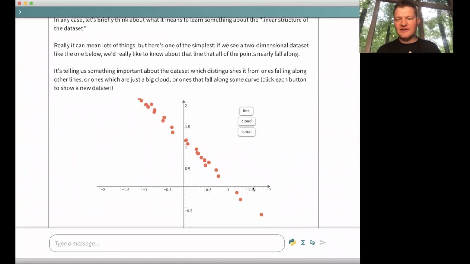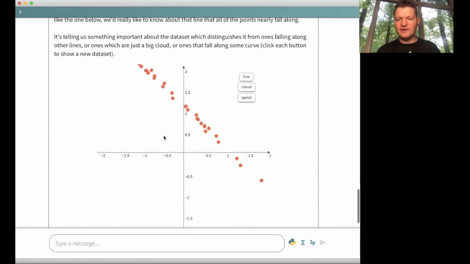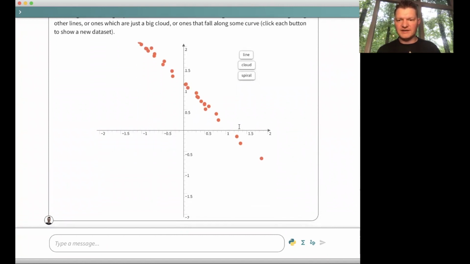So if we have a data set like this one, the first thing that jumps out to your visual cortex here is that these points are really falling along a line. Almost. There's a little wiggle room. They're of course not exactly on a line, but roughly speaking, we're looking at points which have some very clear linear structure. And we would really like to be able to grab that linear structure.